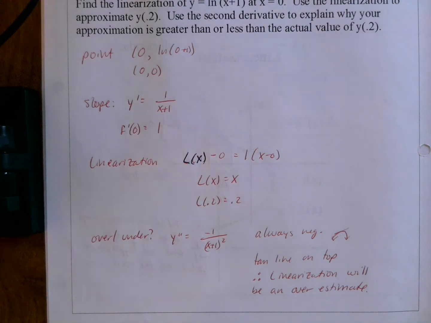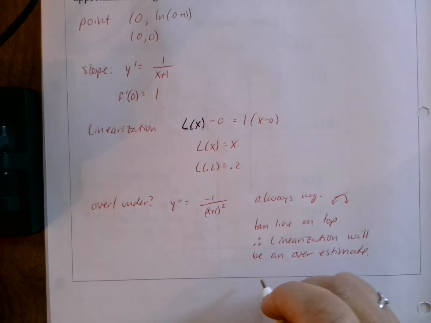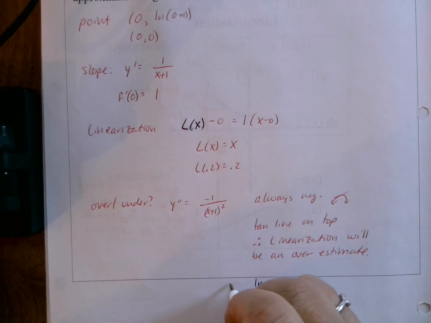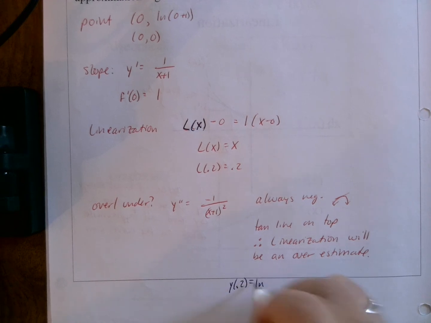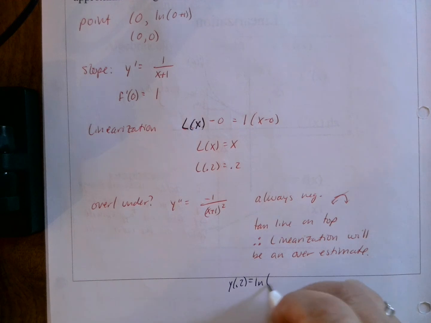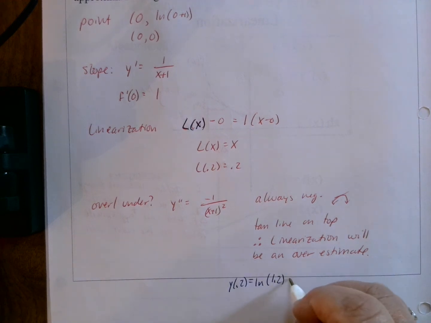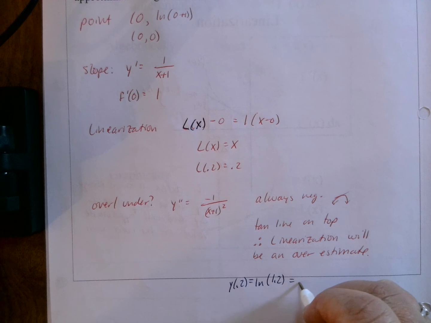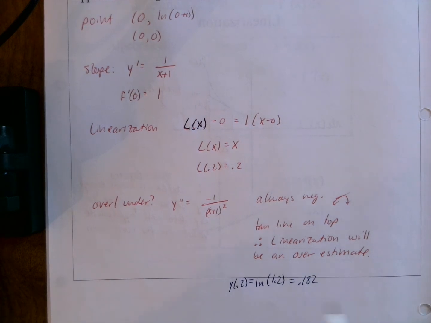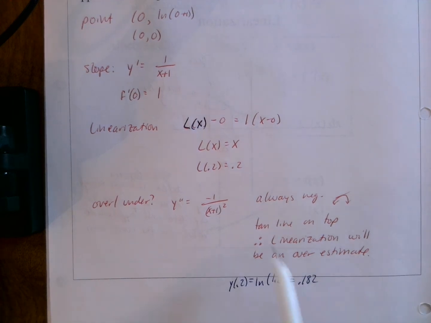And checking on the calculator, natural log of 1.2 is 0.182. So the real value is a little bit smaller than our approximation, and that's what we had said in our conclusion.